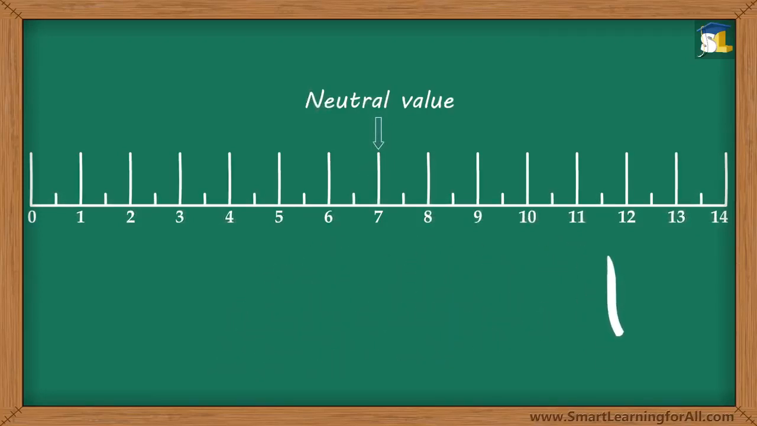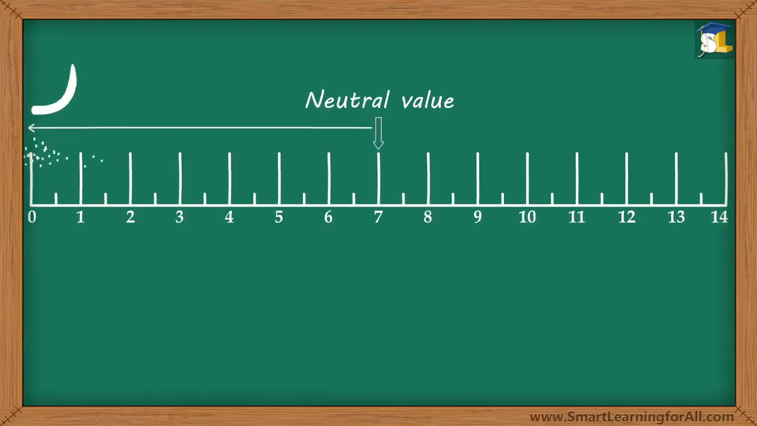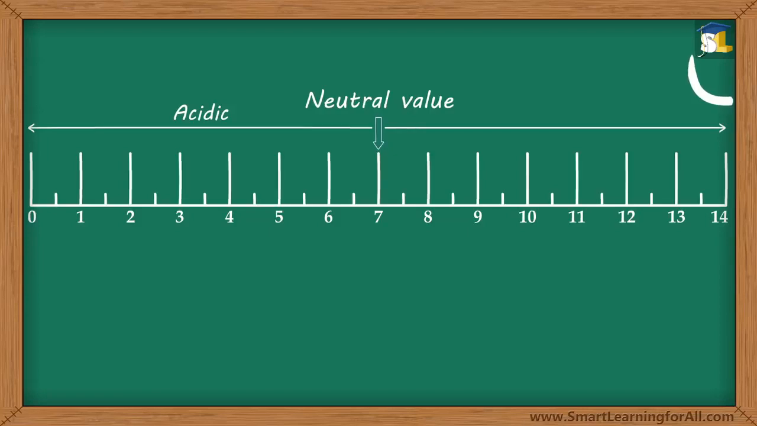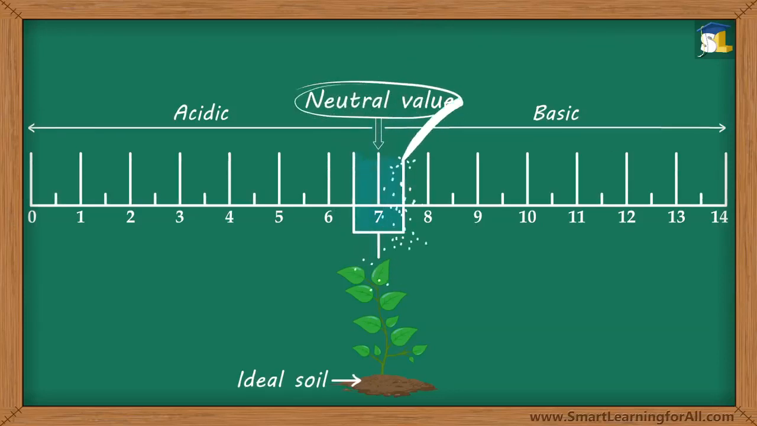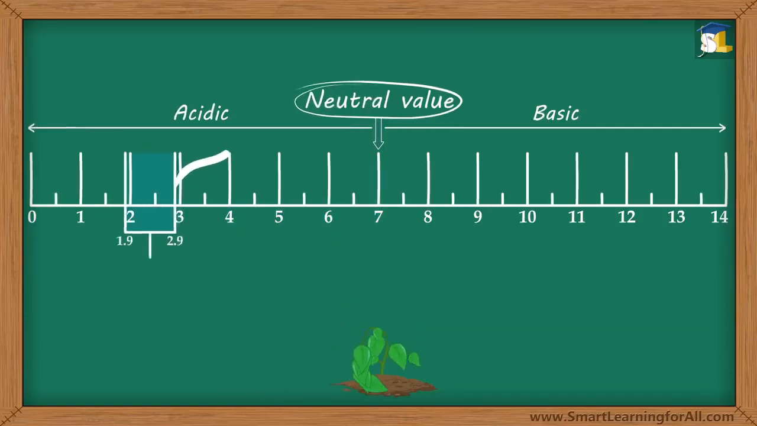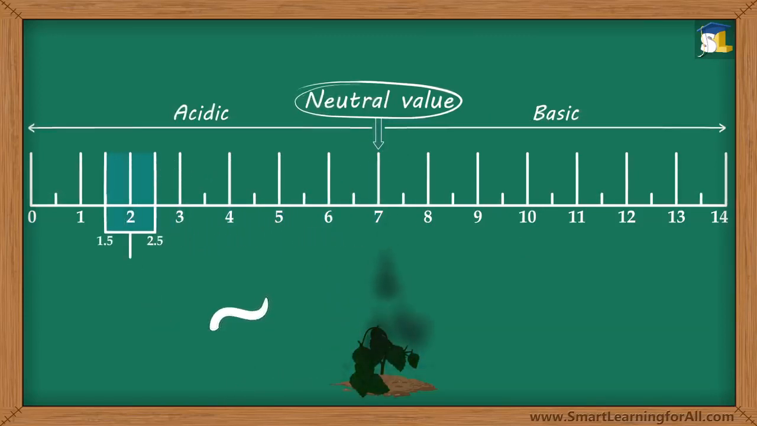When the pH value of a substance is below 7, it is termed as acidic, and when it is above 7, it is termed as basic. The pH value of ideal soil is usually close to neutral. It ranges from about 6.5 to 7.5. If we don't maintain this pH, growth of most of the plants is adversely affected.